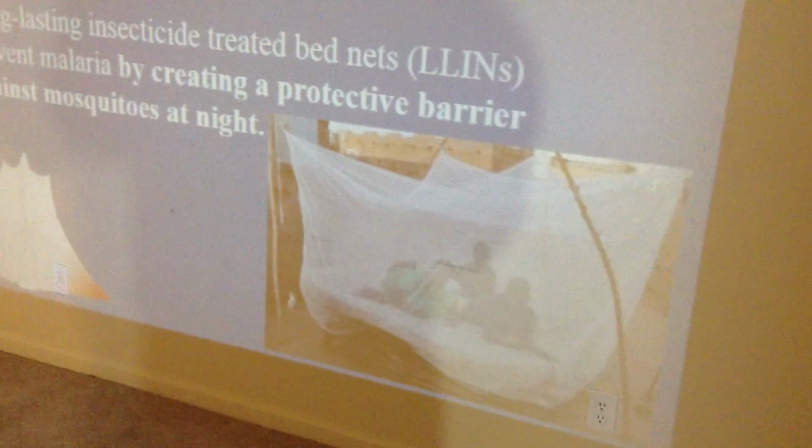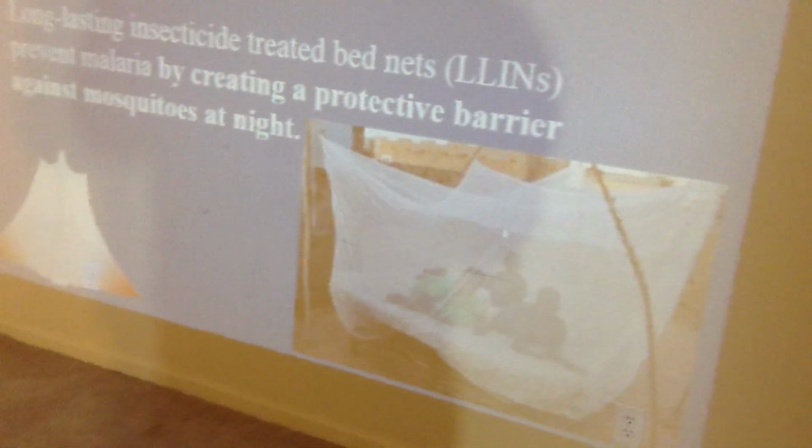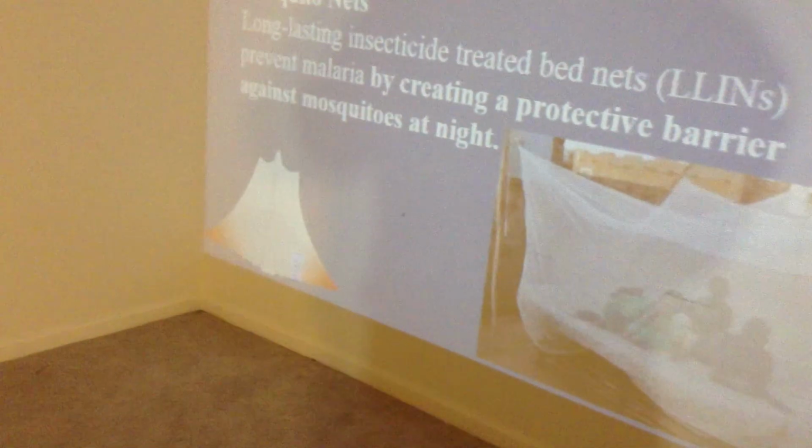How is this disease being prevented? They use a mosquito net, treated with long-lasting insecticides, and kids or adults can sleep under this mosquito net. As you can see in the picture here, this is a mosquito net, and you can see people sleeping under it. This mosquito net serves as a barrier, keeping mosquitoes from reaching the children.